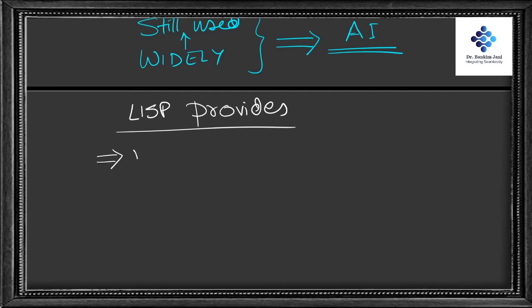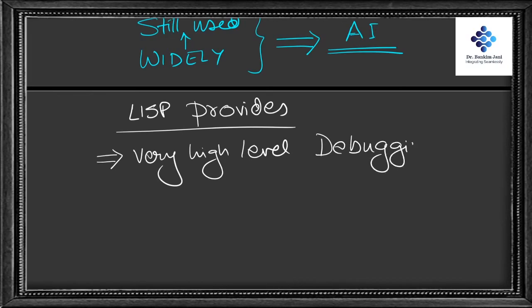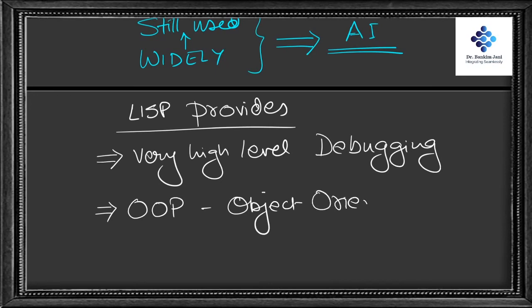this provides a very high level of debugging. Right? It provides a very high level of debugging. Now you know that debugging is something which is very good for diagnosis, right? Troubleshooting. It also supports object oriented programming. It is for object oriented programming.